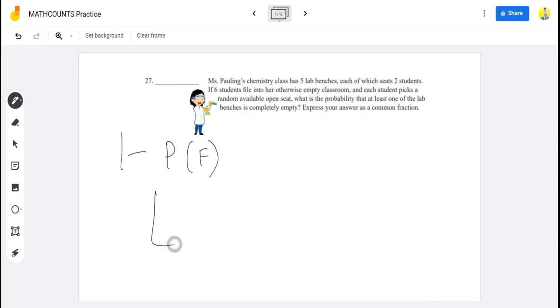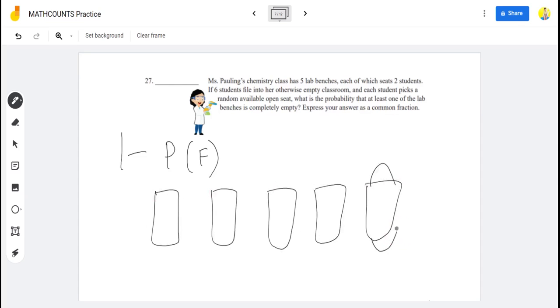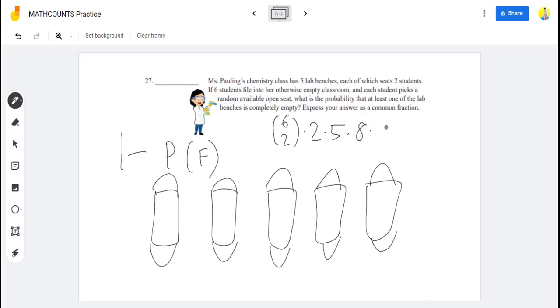If all of the 5 lab benches are filled, and there are 6 students, that means 1 must be completely filled, while the other 4 must seat 1 student each. The number of possibilities for this is 6 choose 2 ways of finding the 2 students that sit together, 2 ways to flip them, and then 5 benches to choose from. And then there are 8 seats left to choose for the next student, and 6 seats, and then 4 seats and 2 seats.